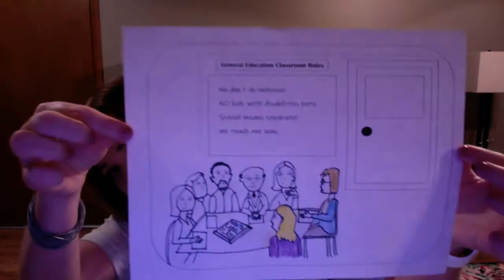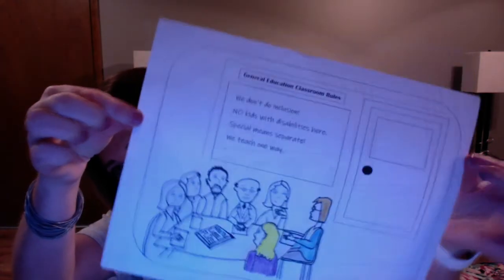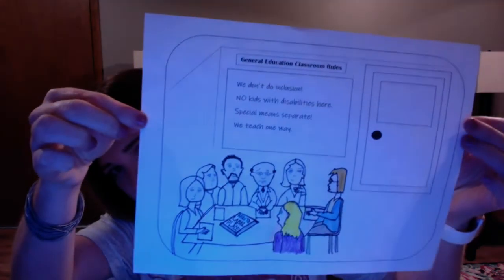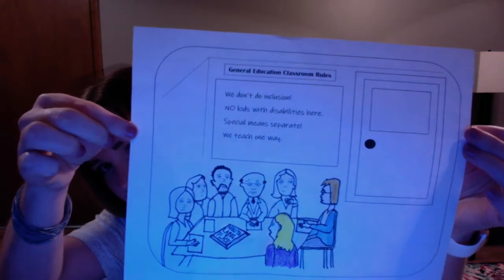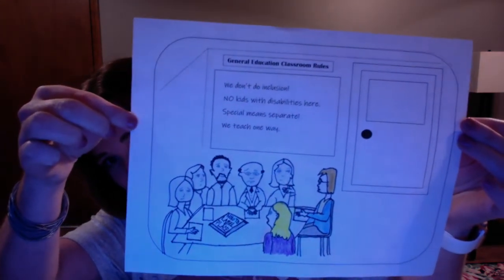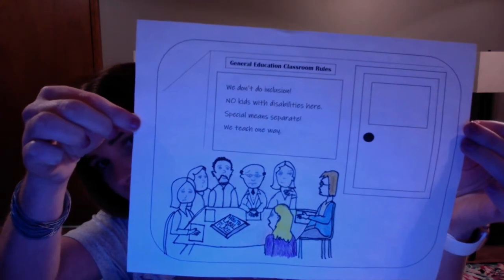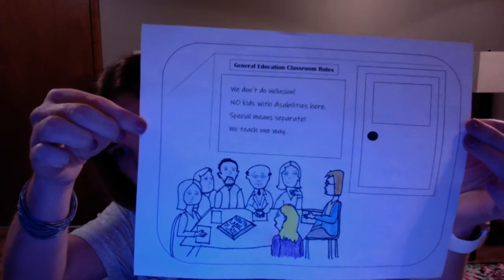Okay. So this looks like a typical meeting, except you have some stuff up. This is general education classroom rules. We don't do inclusion. No kids with disabilities here. Special means separate. We teach one way.